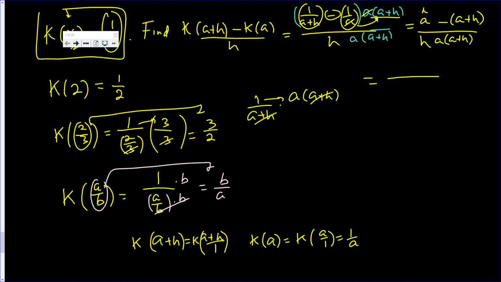Now, I have a, and I take away a. So now I have 0. But I also have to take away h. So we get this. And like I said, you'll always have h over h in the end.